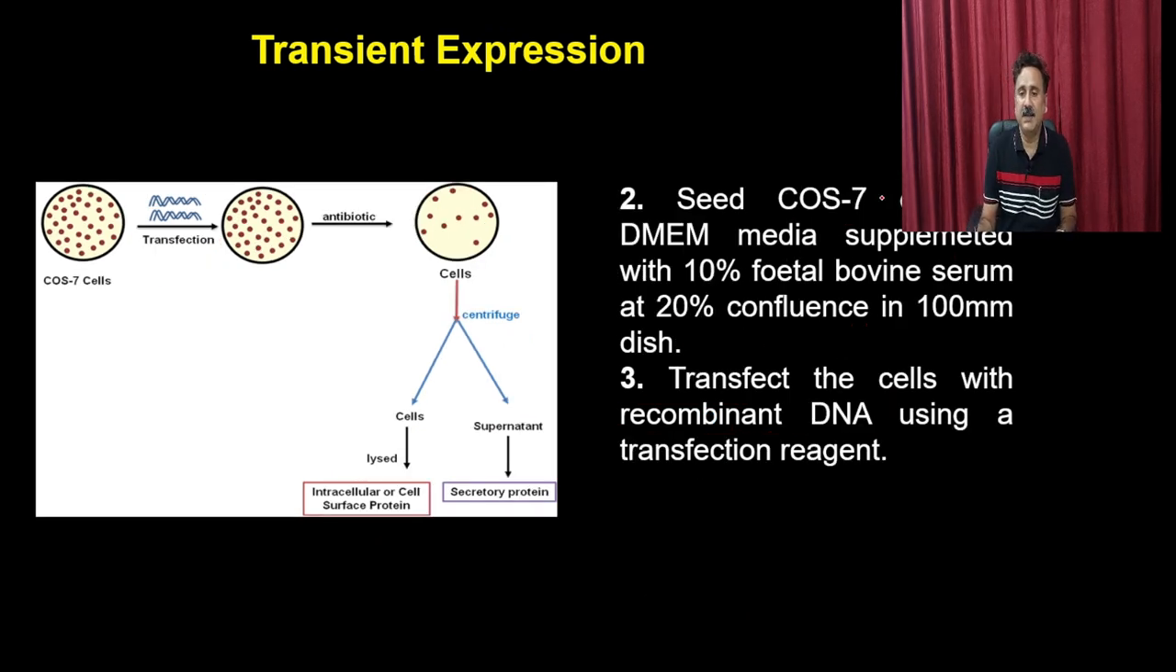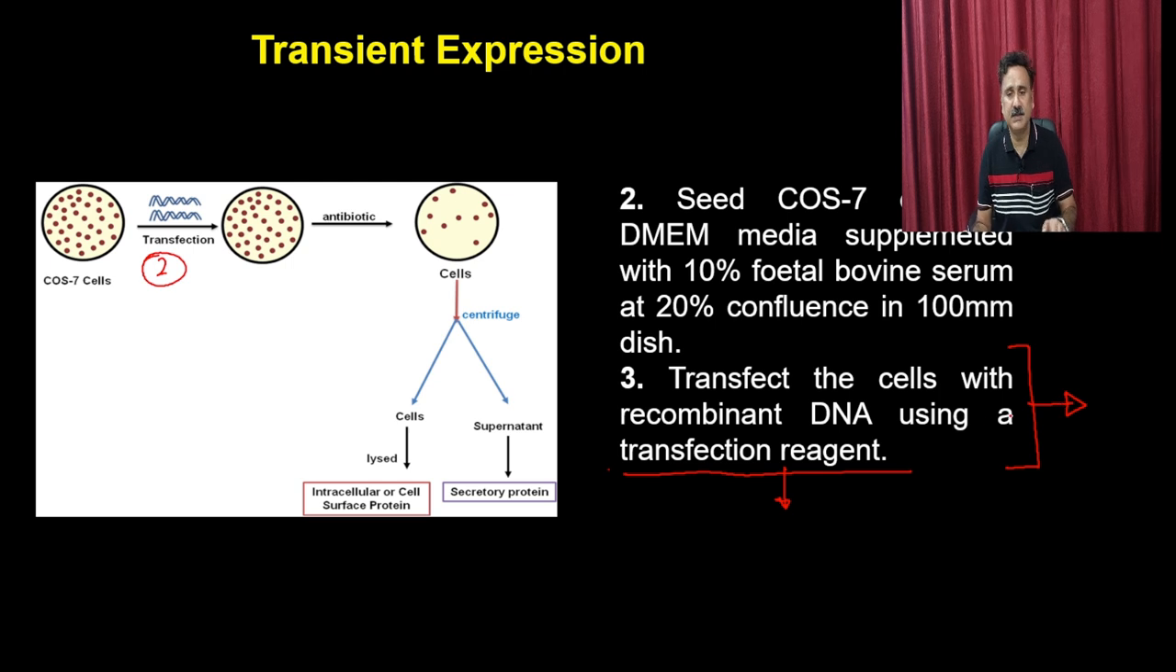Then you are going to seed the cells and do the transfection, right? That is step 2. You are going to do a transfection. Then you are going to use any kind of transfection reagents. You can use the calcium chloride method, and you can use lipofectin. You can use multiple methods or approaches, which we are going to discuss when we discuss the DNA delivery methods.